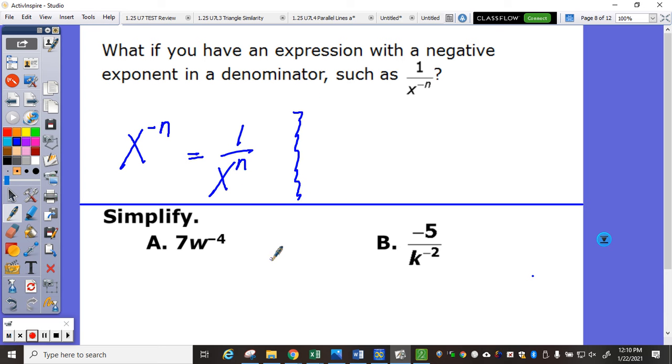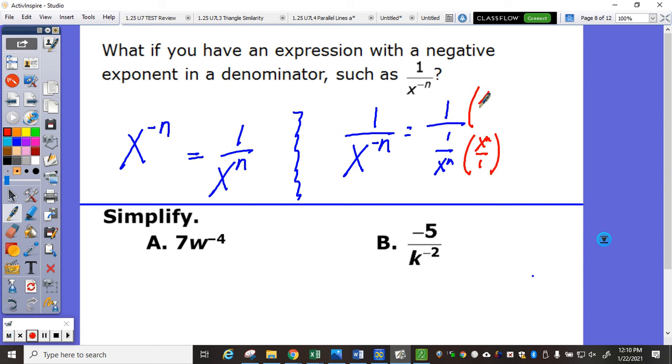So then if I do this the other way, if I say 1 over x to the negative n, well, there's a long way to do this, or there's a short way to do this. Okay? The long way to do this is to say, well, that's 1 over x to the positive n. And when we are dividing a fraction, we're multiplying by the reciprocal, top and bottom, x to the n over 1. And so these cancel, and I'm left with 1 over x to the n, or 1 times x to the n over 1, which is just x to the n. Okay, are you with me?